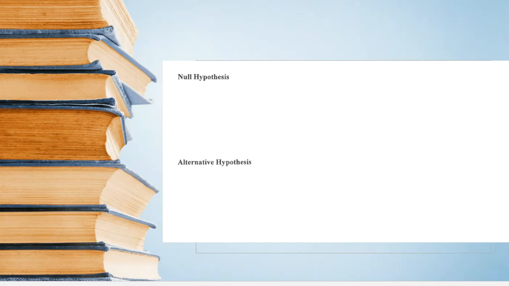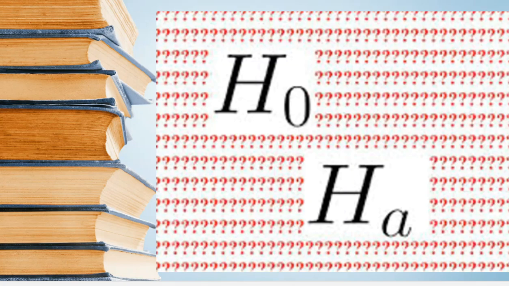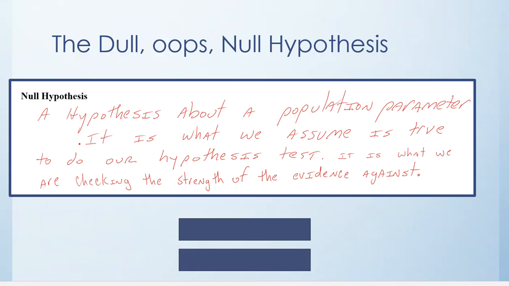So there's two types of hypotheses that we use when we talk about hypothesis tests. One is called the null hypothesis. The other is called the alternative. You might have heard the AP Stats guy call them the ho-ha. So the ho up on the top is the null hypothesis.